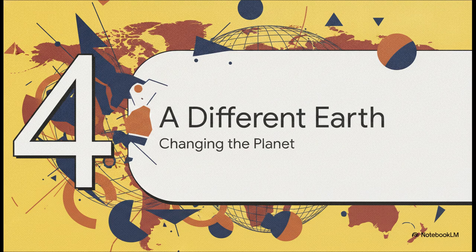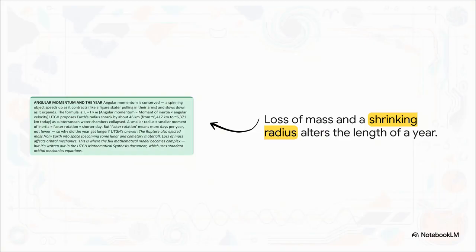Section 4. A different Earth entirely. Now, if an event of this absolute magnitude actually occurred, we are looking at a different Earth entirely. We're talking about how a catastrophe physically changes the literal shape of a world through angular momentum. It's exactly like a figure skater spinning on the ice. When they pull their arms in, they spin faster. A loss of mass and a shrinking radius alters planetary rotation.